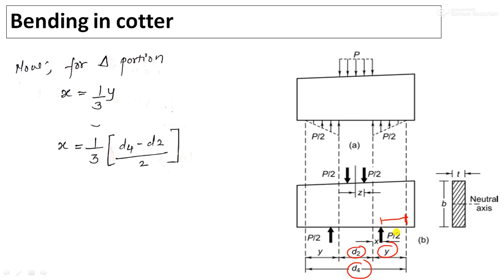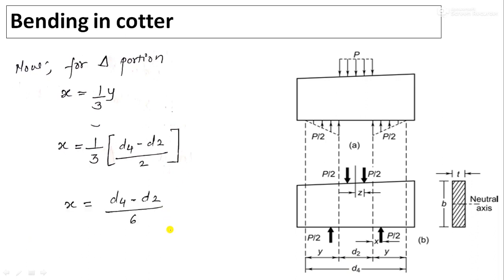Okay, I want this total distance. Once again I will make it clear: I want this distance y. So y is equal to d4 minus d2 divided by 2. d4 is y I want, so I will subtract d2 divided by 2, and I will get this y. Okay, this is for the triangular portion.